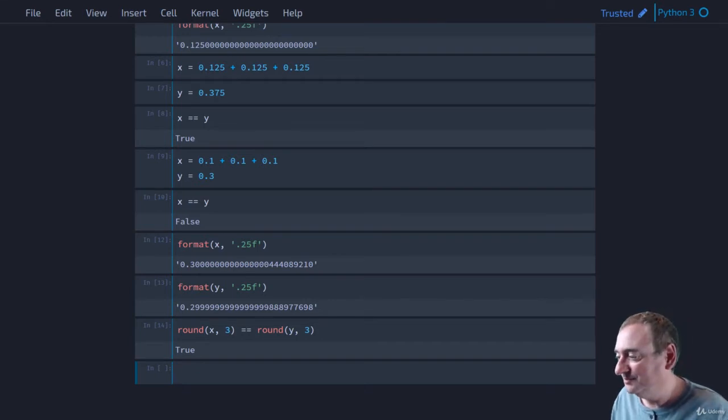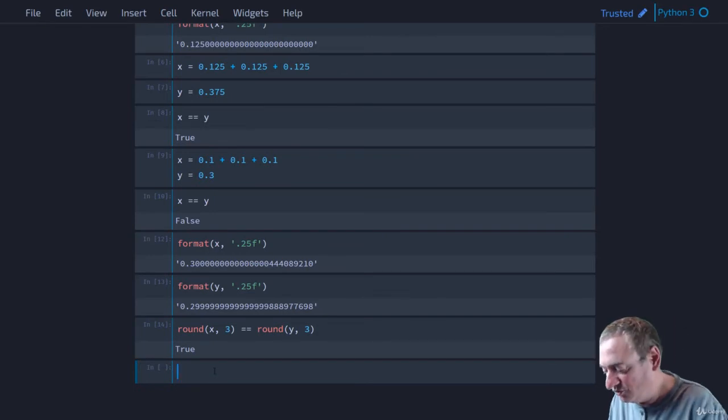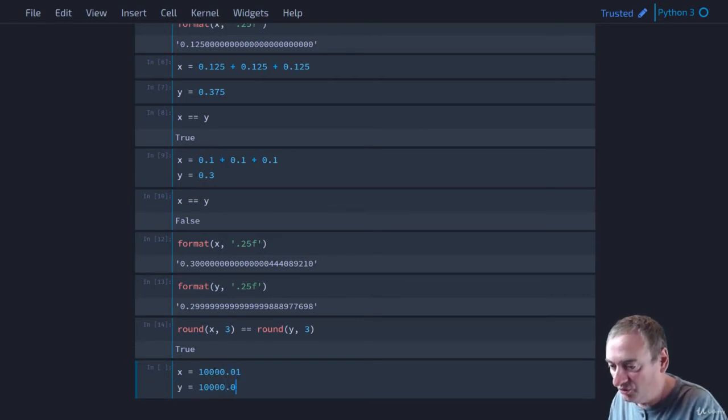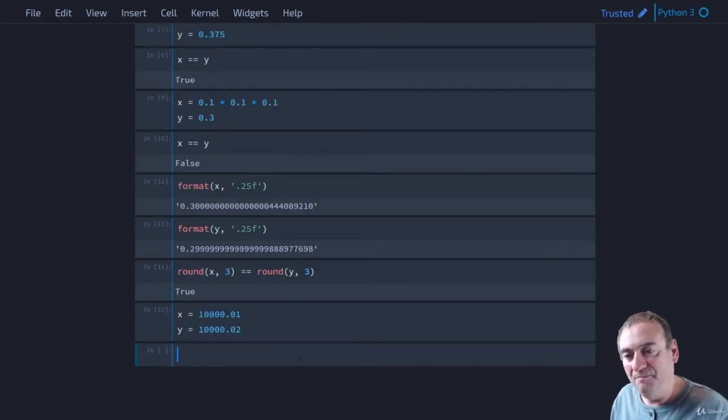So what do I mean by that? Well, if you take a look at two numbers, let's say x equals 10,000.01, and let's say y equals 10,000.02. Because of the magnitude of the two numbers, we might really want to consider these two numbers to be equal. But what's the delta? The delta here is equal to 0.01. I'm not going to write that, but that's the delta. And we would probably want to consider these two numbers as close to each other.